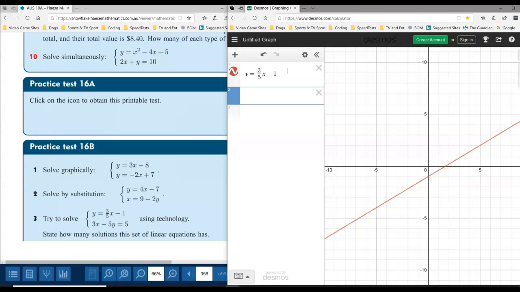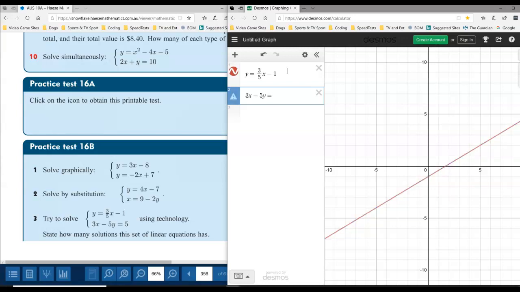And the nice thing about this, and why I chose this method, is because I can simply also type the second equation in, which is in the general form. This is general form. The first one I call slope intercept form. 3x minus 5y equals 5, and then it's drawn.